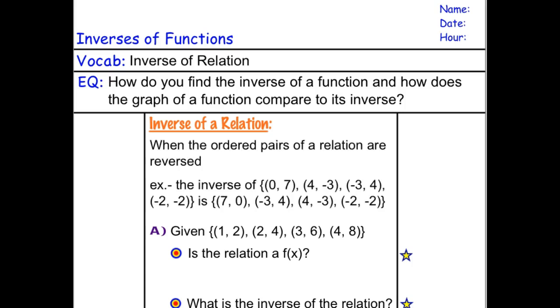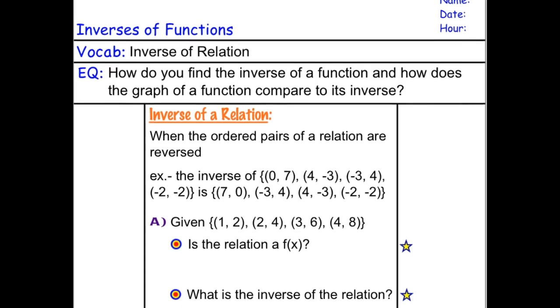The inverse of a relation is when the ordered pairs of the relation are reversed. So the inverse of (0, 7), (4, -3), (-3, 4), (-2, -2) is (7, 0), (-3, 4), (4, -3), and (-2, -2).